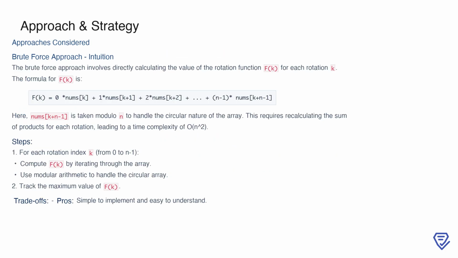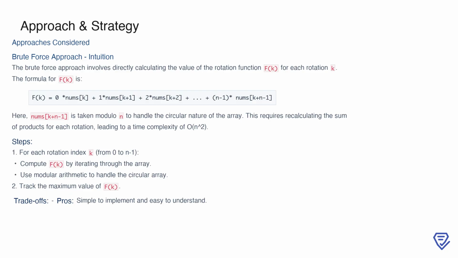To solve the rotate function problem, one intuitive method is the brute force approach. The idea here is to directly calculate the value of the rotation function F(k) for each possible rotation index k. The formula for F(k) incorporates a weighted sum of the array elements, where each weight corresponds to the index after rotation. Specifically, the formula is F(k) = 0 * nums[k] + 1 * nums[k+1] + 2 * nums[k+2] and so on, until (n-1) * nums[k+n-1], with modular arithmetic ensuring the circular nature of the array.